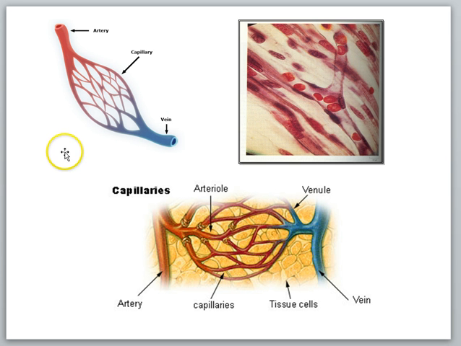Here we see, now we can add color to these diagrams. The capillaries are the connecting blood vessels between arteries and veins, and the arteries in the body are carrying oxygen-rich blood, so they're going to color it red here, and then the blood will give up its oxygen and pick up carbon dioxide, and so the blood entering the vein system will be blue.